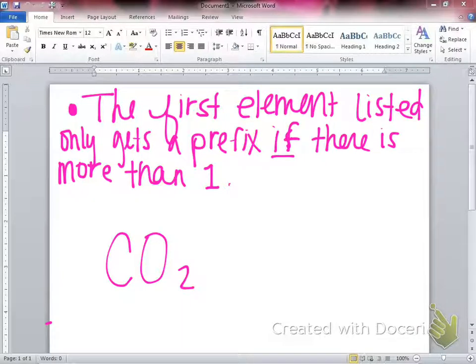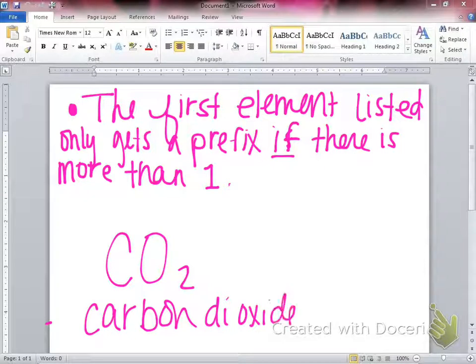So that means in carbon dioxide, we don't call it monocarbon dioxide, right? Mono means 1, but we don't include that prefix unless there is more than 1. Okay, so this is still just carbon dioxide. Okay?